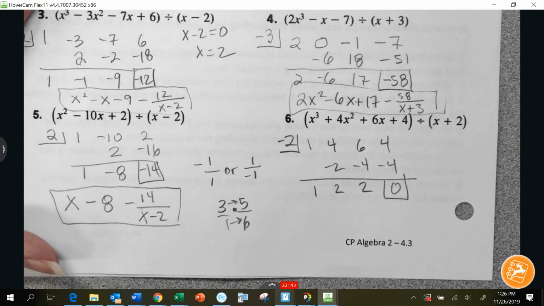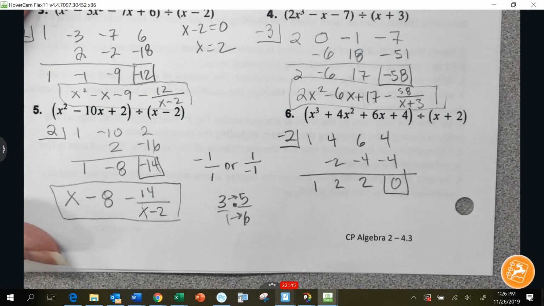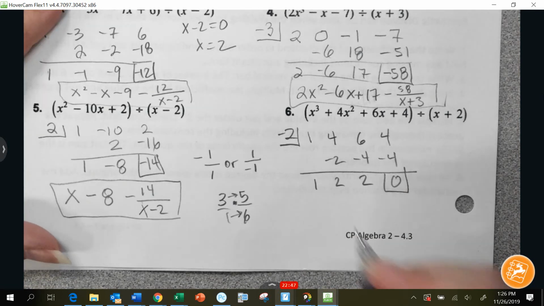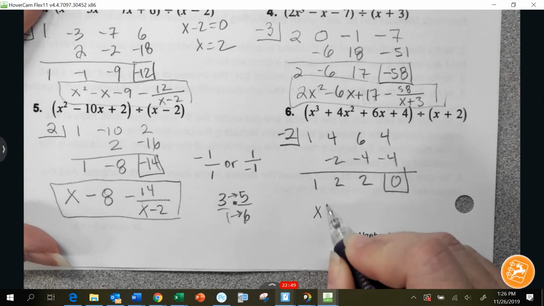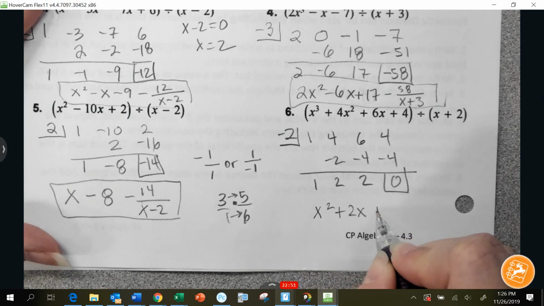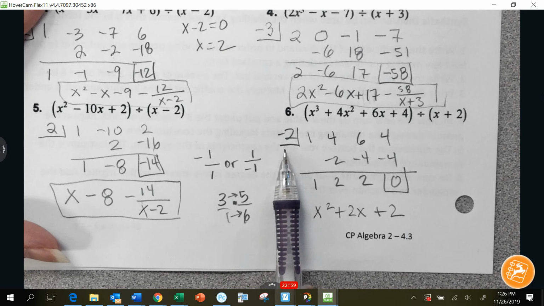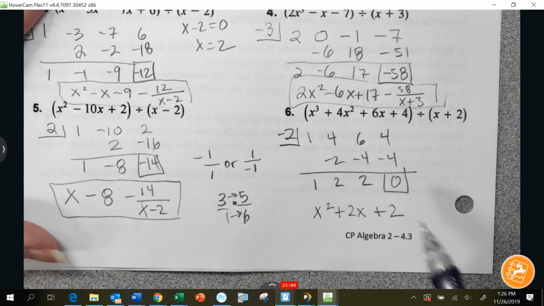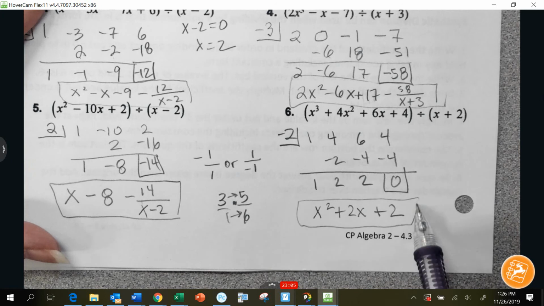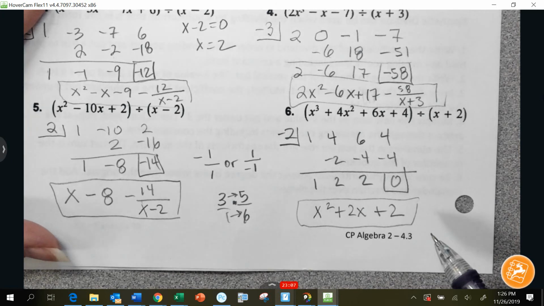Why did you have 23 for number 6, Daniel? I didn't get a 23 at all. Okay, did you use negative 2? So for number 6, I did not even have a remainder. My remainder was 0, so I don't have to put the remainder.